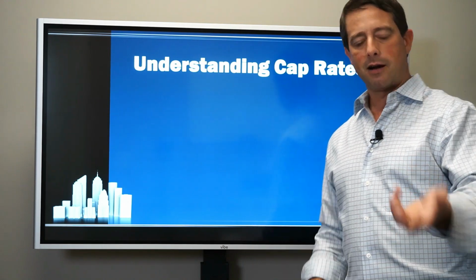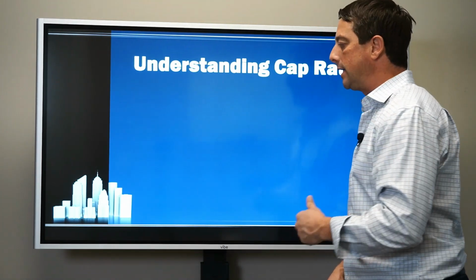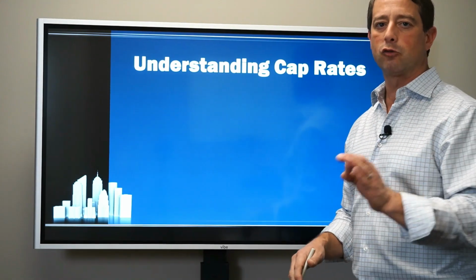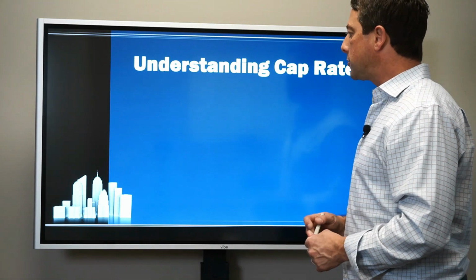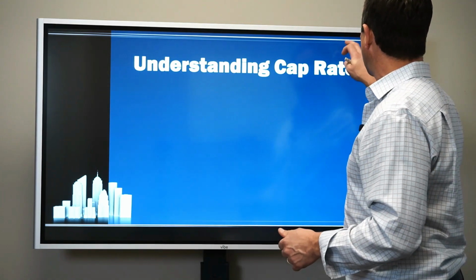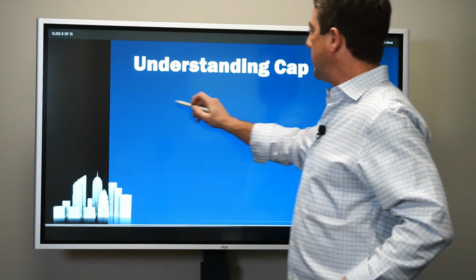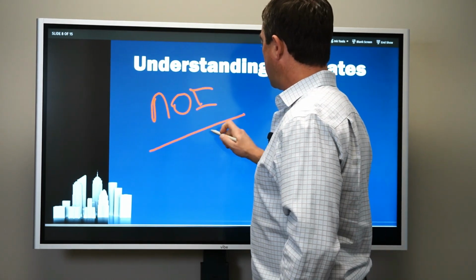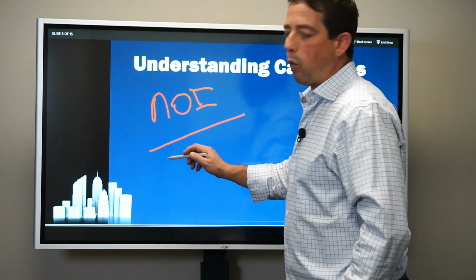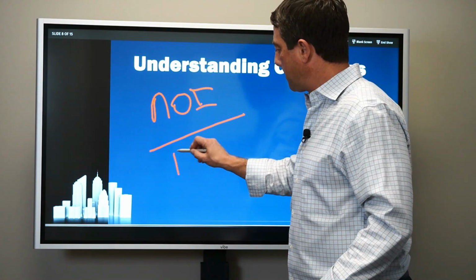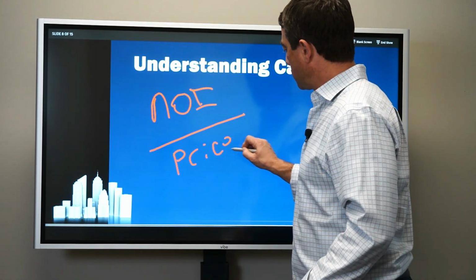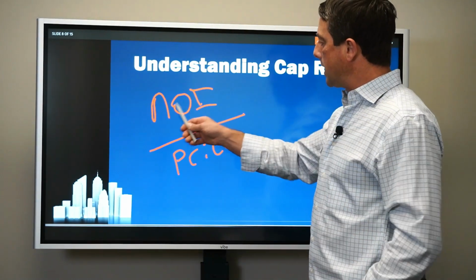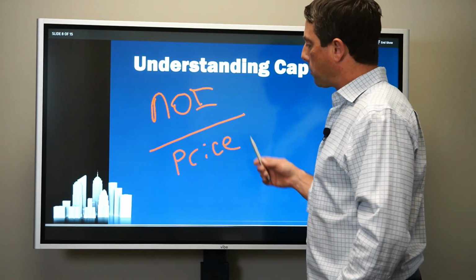All right, so moving on. Understanding cap rates. This is something I wanted to discuss real quick. Cap rate is a very important concept, and cap rate stands for capitalization rate. Functionally, the formula for cap rate is NOI, net operating income, divided by the price, or value. I'm going to just say price in this regard. Sometimes you will see this written as value, meaning what the value is in the market. But it's basically your net operating income divided by the total price of the deal.